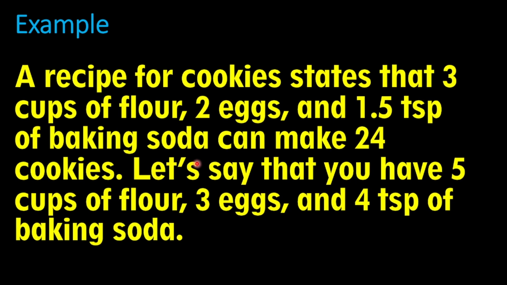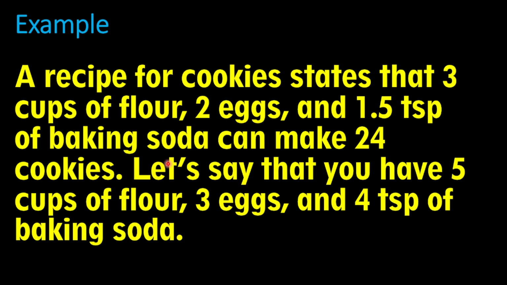So now let's start with an example. This is a simple example that we want to start with. We have a recipe for cookies that states that 3 cups of flour, 2 eggs, and 1.5 tablespoons of baking soda can make 24 cookies. So let's say that you have 5 cups of flour, 3 eggs, and 4 of the baking soda. How do we write an equation for this?